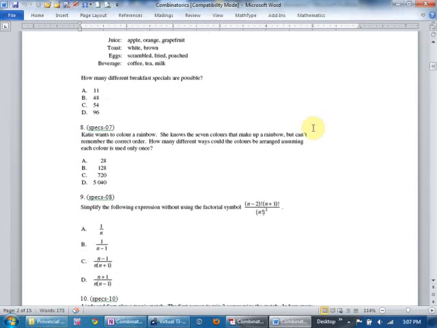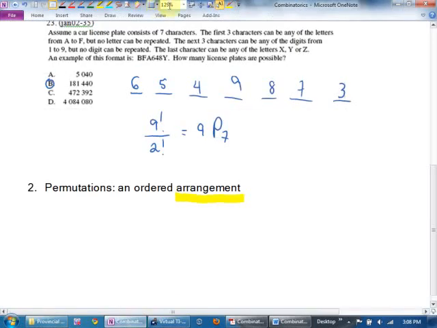Number eight. Kyle, I see the word, how many different ways could the colors be what? I'm leaning towards a permutation, and now I have to think and say, does the order make a difference? Yeah, you know what? She's using the same colors over and over and over. She wants to know how many ways she can mix up the colors. So number eight here, I think, would be a permutation.